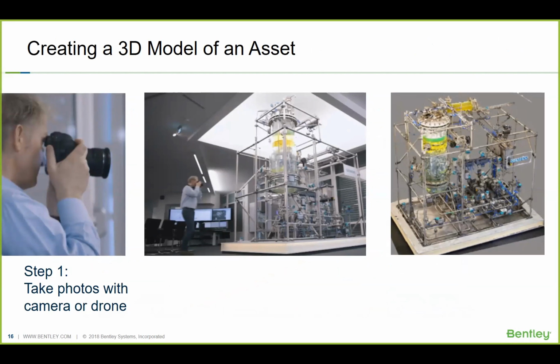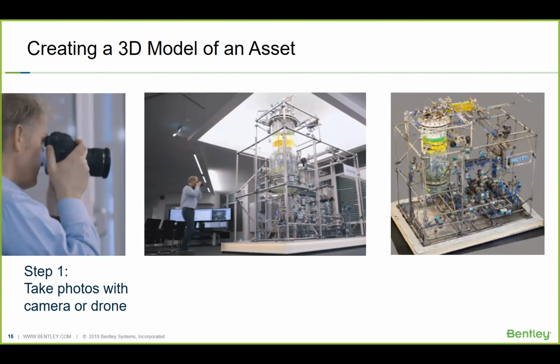So let's work through 3 steps to creating a 3D model, and then the 4th step is going to be implementing it in augmented or virtual reality. So step 1, you simply take photos, whether that's with a camera or a drone, or you could use LiDAR point cloud imagery. It just needs to be high resolution photos. And when you take the photos, you simply overlap them by at least 15% until you capture the whole asset.